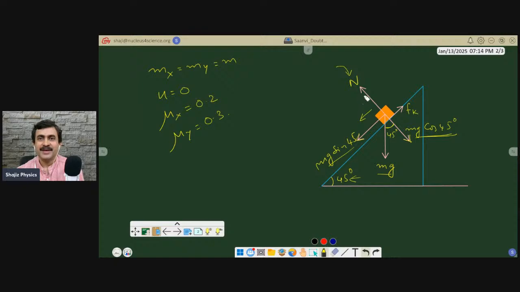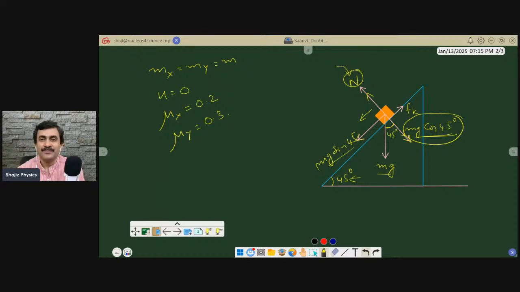Here, see, if N and mg cos theta are not equal, what will happen? There will be a resultant force in the direction of the greater force. As a result, either the box will move upward or the box will accelerate downward. But we are not observing either of those situations, which clearly indicates that the two forces, normal reaction and mg cos 45, are equal and opposite. That is the logical evidence.